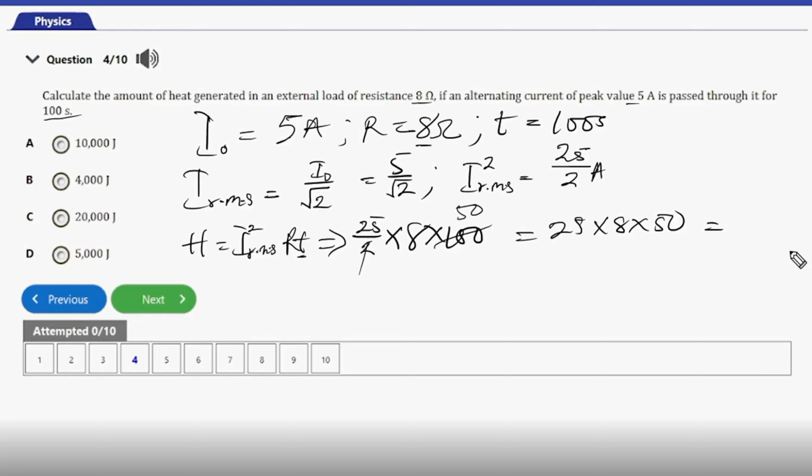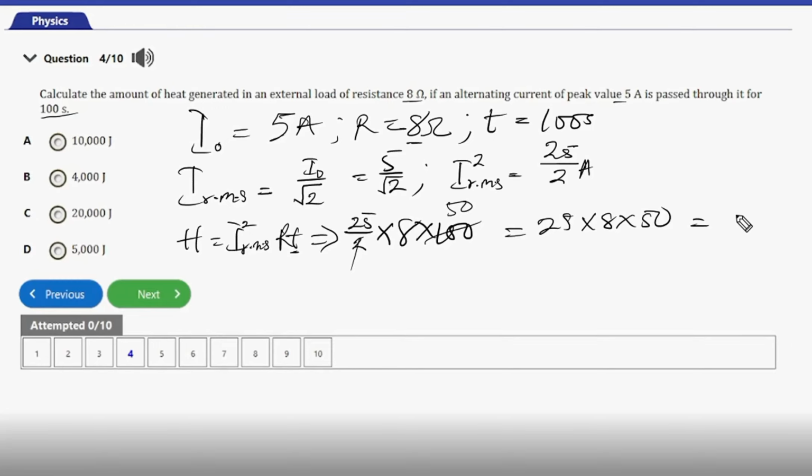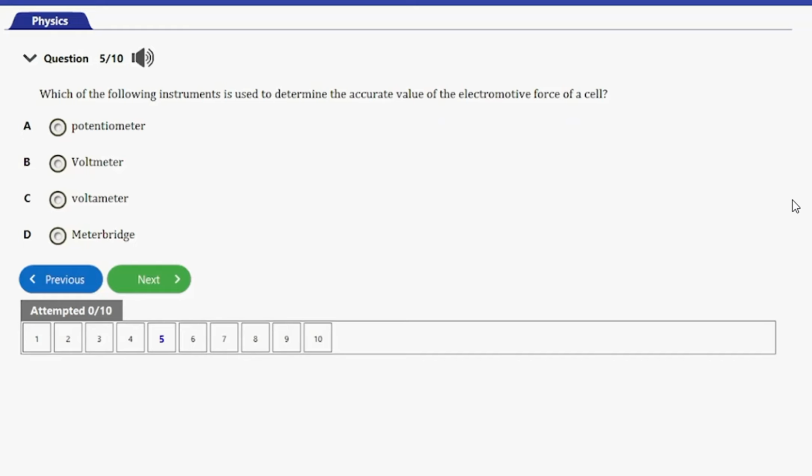We're going to have 10,000 joules. So that's option A here, guys. So option A is the answer to this question. So that's it for this question, guys. Let's go ahead and consider the next question. So that's question number 5 here.